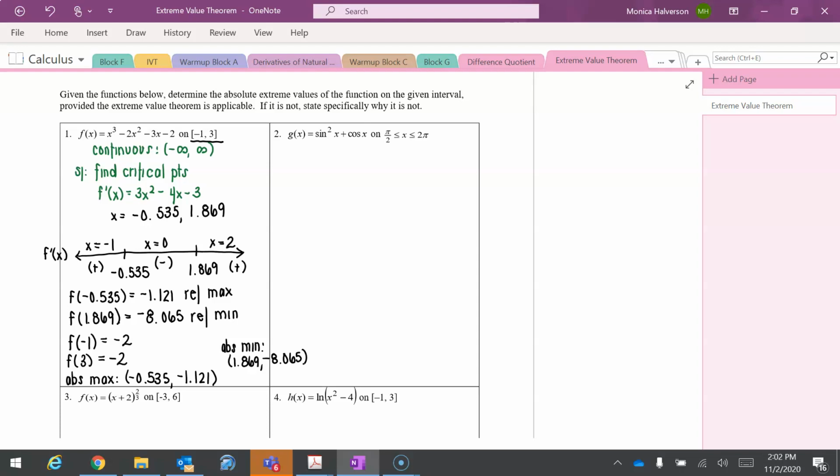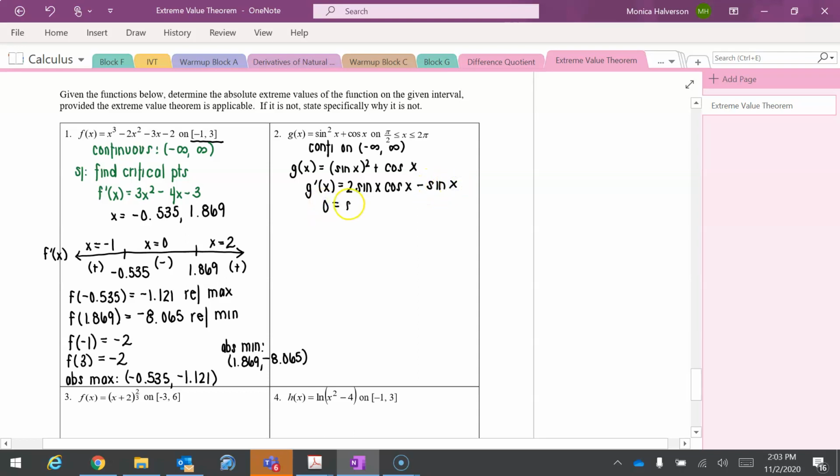g of x is equal to sine squared x plus cosine x on the interval from pi over 2 to 2 pi. Okay, so we know that this is continuous because trig functions go on forever. So we can say continuous on -infinity to +infinity. Okay, really important. So we're going to also rewrite this as sine x squared plus cosine x because that's going to remind us that we have to do the chain rule. So when we do that, we get 2 sine x cosine x minus sine x.